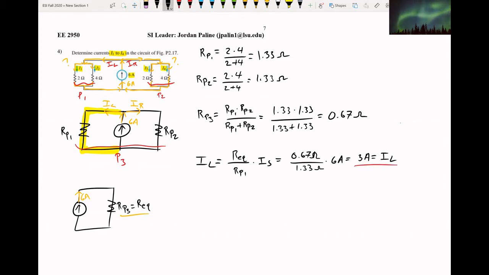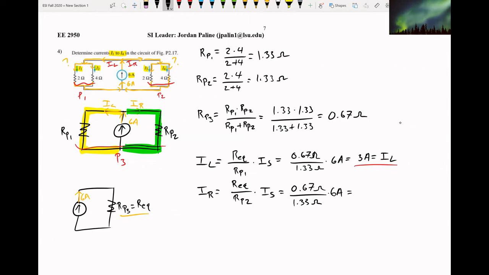And if we did I right, it would also be R equivalent over R parallel 2 times I of S. R parallel 2 is just because it's everything on this side, so all the resistance on this side of the circuit. This will also give us 0.67 over 1.33 ohms times 6 amps, and that'll give us 3 amps for I of right. So now we know what I of left is, and we know what I of right is.